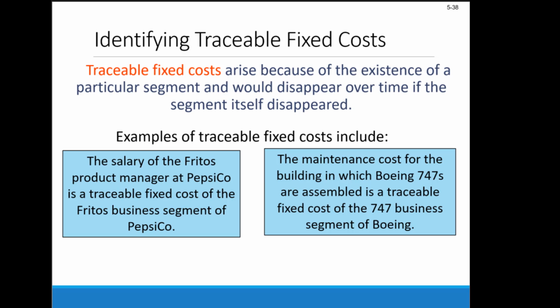Now, traceable fixed costs come about because of the existence of a particular segment, and all things equal, they disappear if that segment itself went away. So just a couple quick examples, the salary of the Fritos product manager at Pepsi, we'd say is a traceable fixed cost of that Fritos business segment. If we decide tomorrow not to make Fritos, we don't have a Fritos product manager, so their salary is traceable to that segment. Similarly, the maintenance cost for the building in which Boeing makes 747s is a traceable cost of that 747 business segment. If we stop making that particular type of aircraft, we won't have any maintenance costs for that facility, presumably.